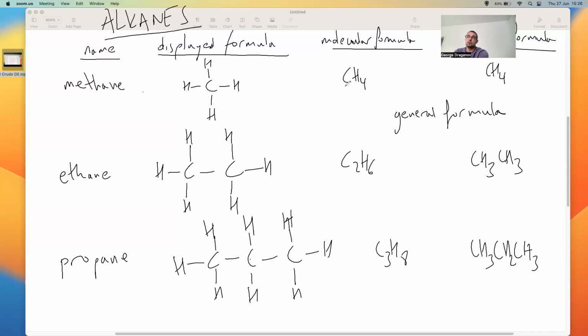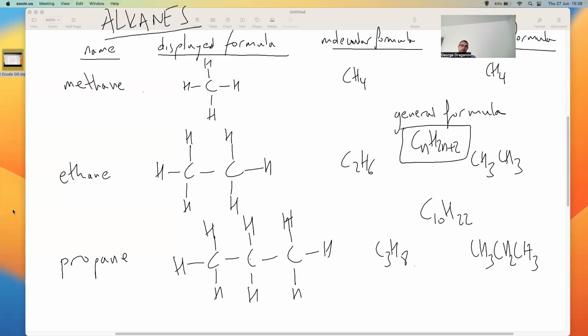So 1 times 2 is 2, plus 2 is 4. 2 times 2 is 4, plus 2 is 6. 3 times 2 is 6, plus 2 is 8. So in other words, the general formula is CnH2n+2. This is the general formula of the alkanes. So if someone asks you what is C10, well, C10 will be 2 times 10 plus 2, which will make it 22. Now, you don't actually need to know the name of the 10th one, but this one's called decane.